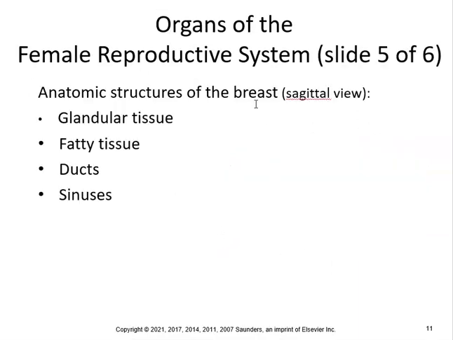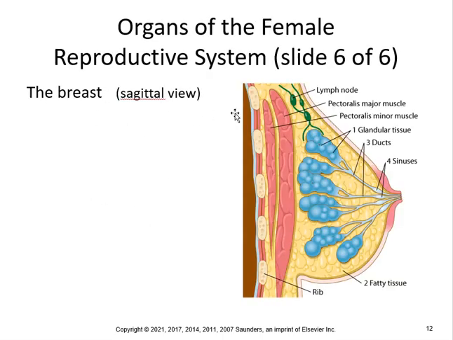Anatomic structures of the breast: you have glandular tissue, fatty tissue, ducts, and sinuses. So if you look at the breast here, here's the lymph nodes. There's the pectoralis major, pectoralis minor. You have glandular tissue, ducts, and sinuses. Here's a rib and fatty tissue.